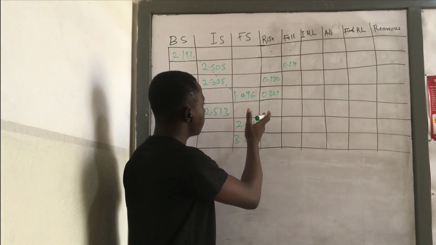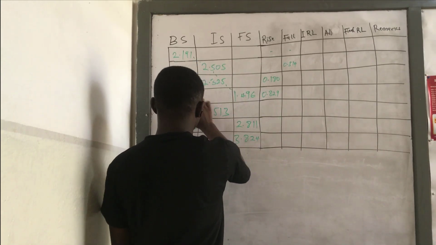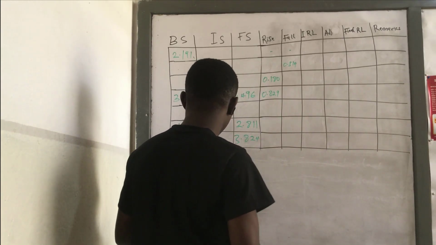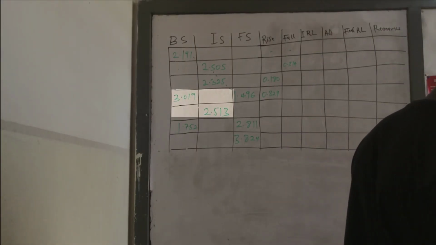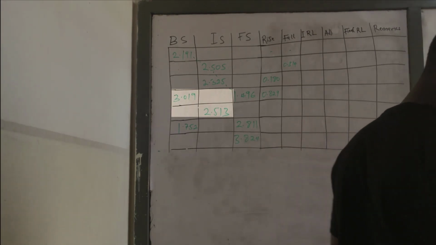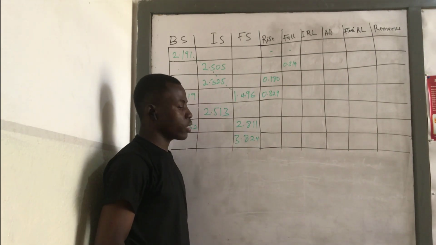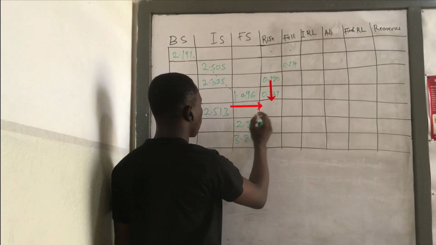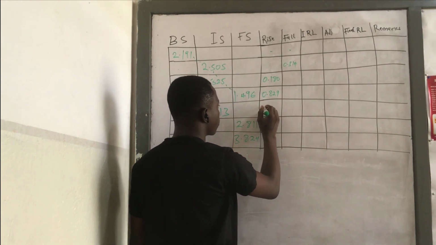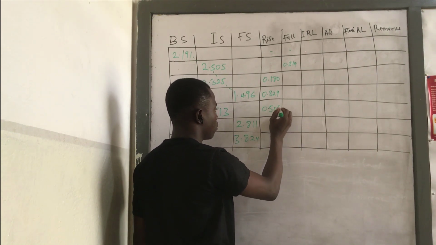Alright, so this line is done. So we come here, take these two, find their difference. In the same way, 3.019 minus 2.513. So 3.019 minus 2.513, the answer we get is positive, and we will put it in the rise column. So 0.506, like this.